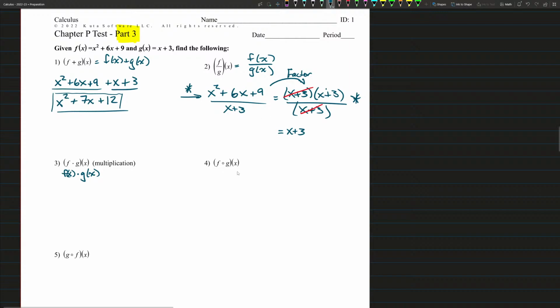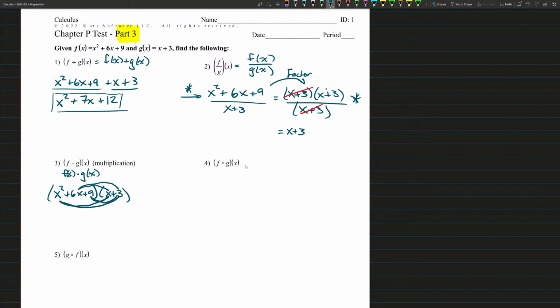All right. Then we need to multiply. So x squared plus 6x plus 9 times x plus 3. And this is just like long FOIL. So we do x squared times x, x squared times 3, 6x times x, 6x times 3, and then 9 times x and 9 times 3.